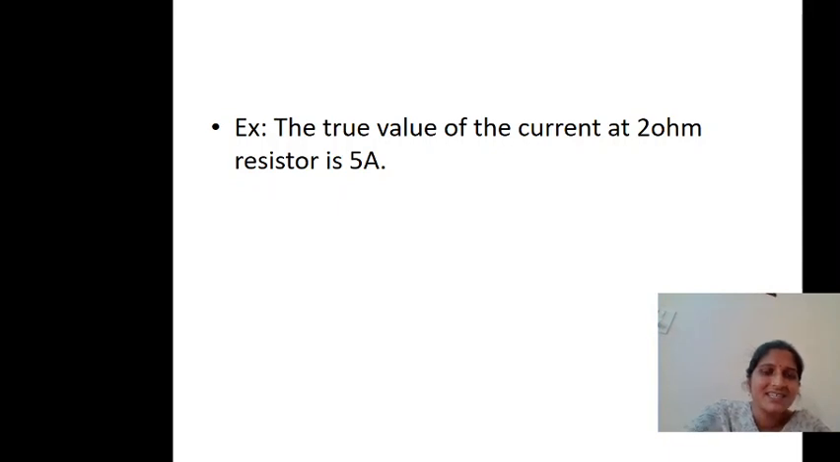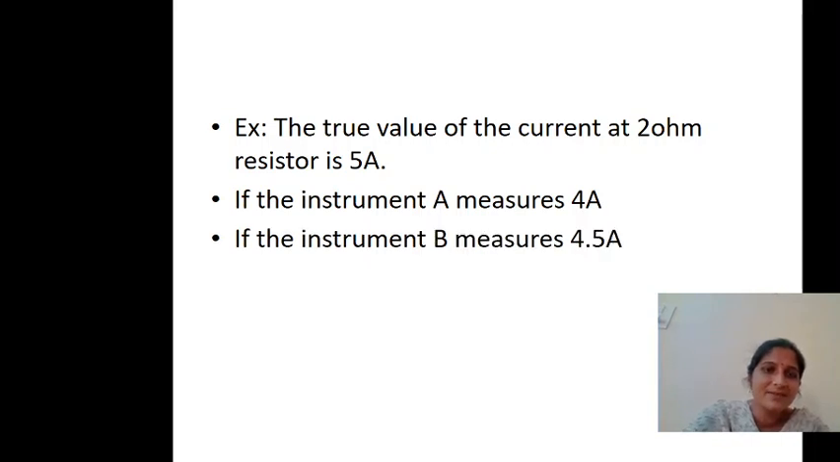I am considering a circuit. In that circuit there is a 2 ohms resistor, and the true value of the current is 5 amperes. This 5 amperes is to be measured by using two different ammeters, ammeter A and ammeter B. If you use ammeter A, the value of current indicated is 4 amperes. If you use ammeter B, the value indicated is 4.5 amperes. But the true value is 5 amperes.